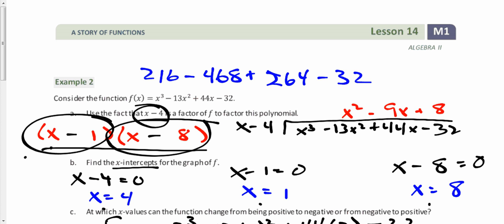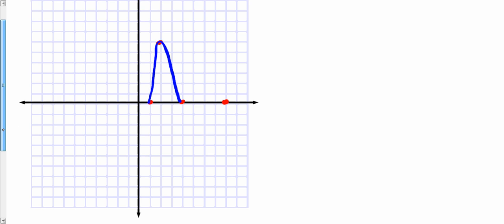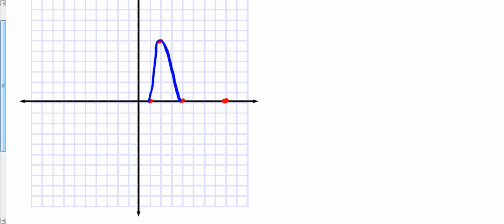Alright, now this is f of 6, right? We're evaluating our function at 6. So now we do 216 minus 468 plus 264 minus 32. And what do I get? Negative 20. Somebody corroborate that? Negative 20. So negative 20 all the way down here, right? So now my graph does something like this.